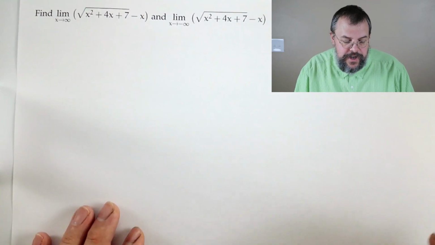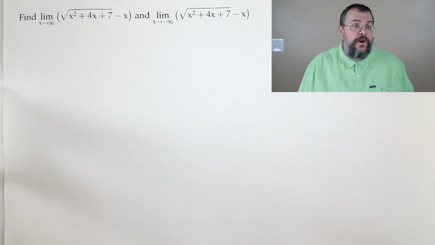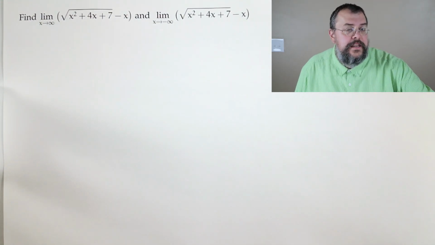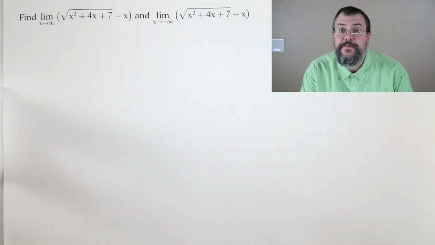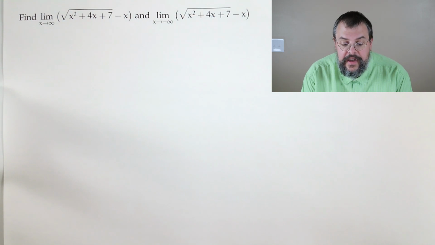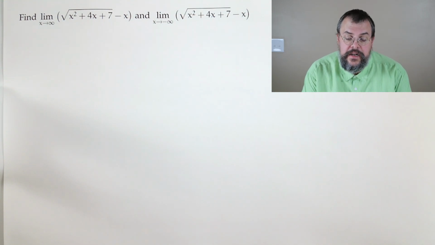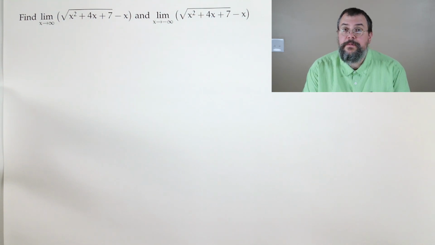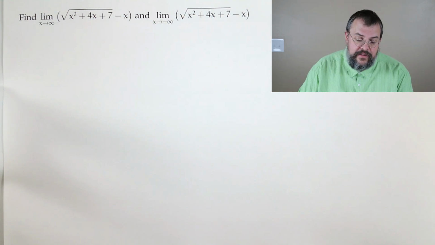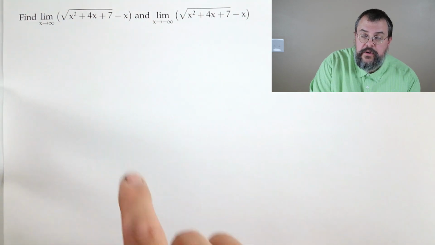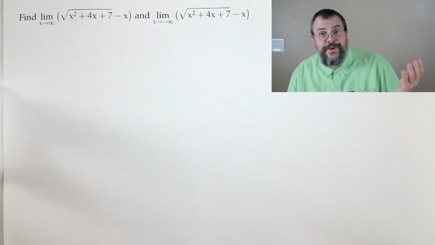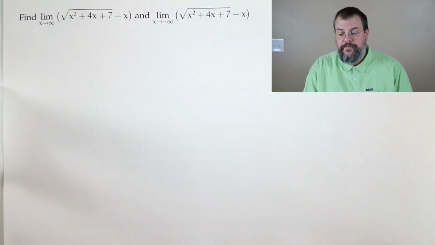All right, so that was division. Let's do subtraction. Find the limit as x goes to infinity, square root of x squared plus 4x plus 7 minus x, and the limit as x goes to negative infinity, square root of x squared plus 4x plus 7 minus x. So again, similar expressions. The only difference is one is going to positive infinity, one is going to negative infinity.